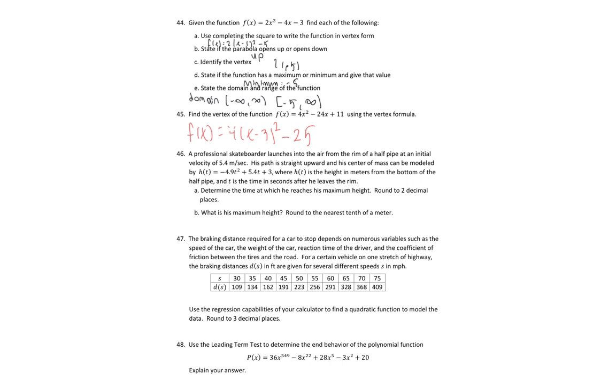Okay, next up we have a professional skateboarder. It gives all this information. The big thing is it gives us this equation where h is the height and t is the seconds after he leaves the rim with whatever skate trick he's doing. Determine the time at which he reaches his maximum height, rounded to 2 decimal places.